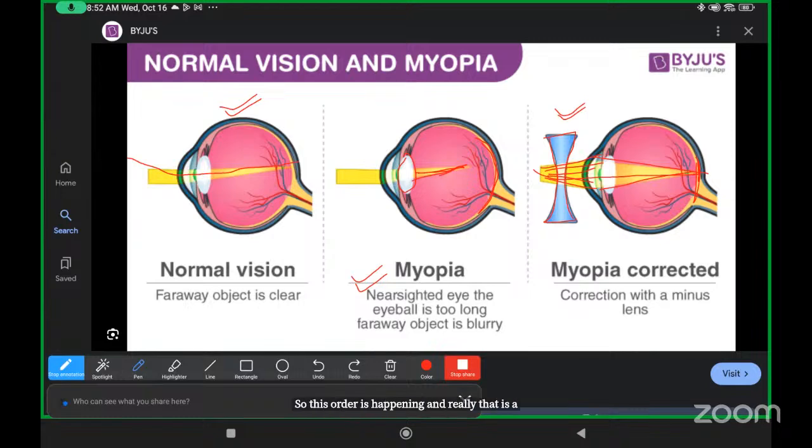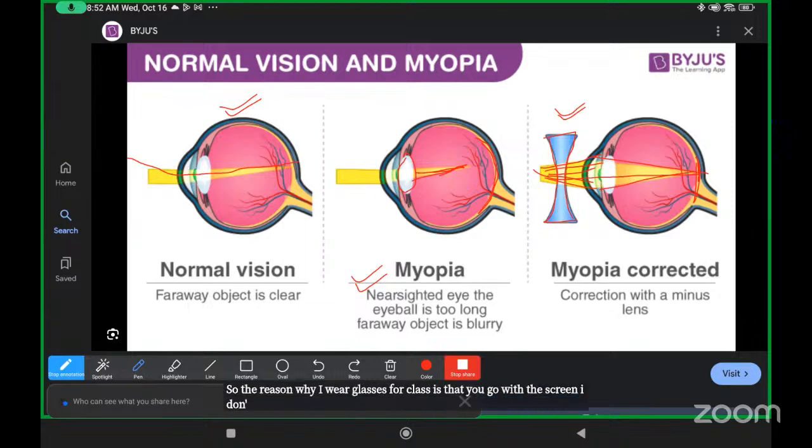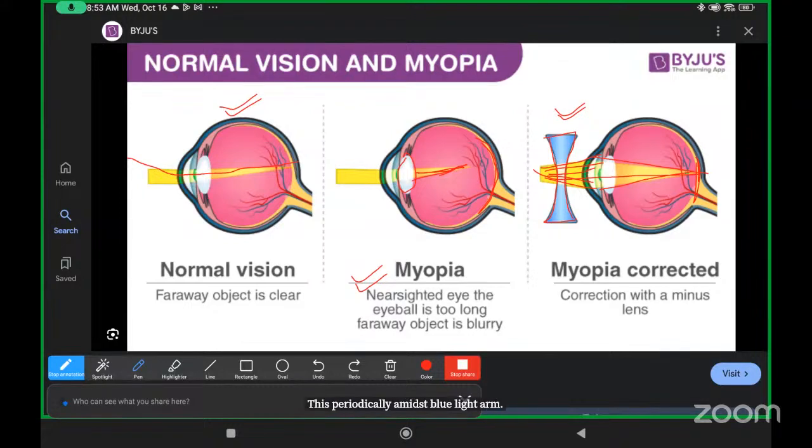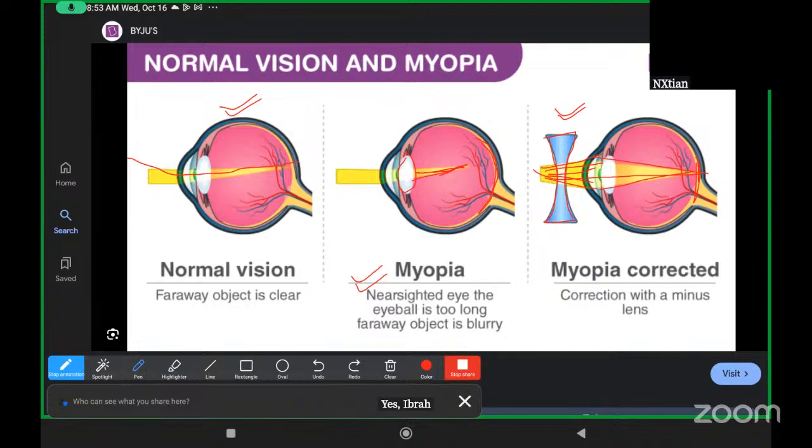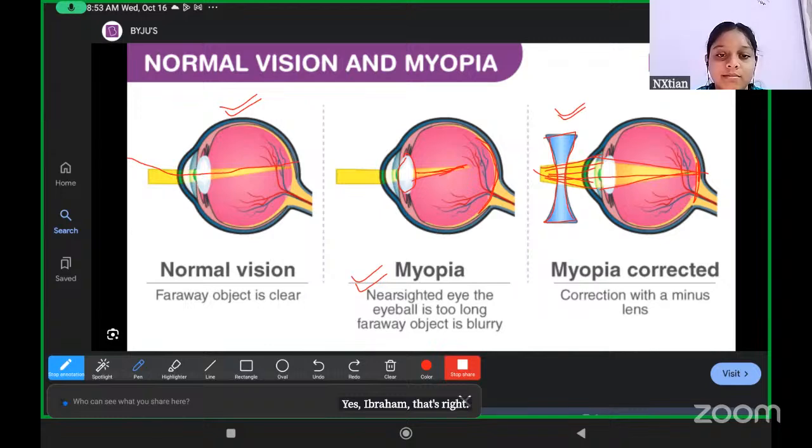That spoils our eyes. So the reason why I wear glasses for class is because of the screen. I don't wear them because of any number. It's because you have to protect your eyes from blue light. Otherwise, you can get actual glasses. The screen continuously emits blue light again and again, so it will spoil your eyes. Blue light spoils your eyes. Yes, Abraham, that's right.